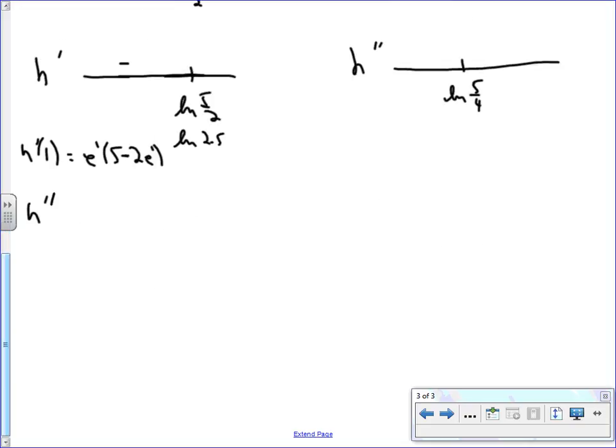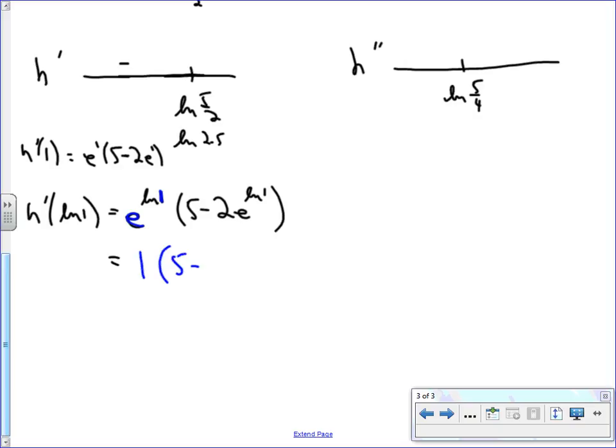I just want to show you an alternate here. You could have done h prime of the element of 1. And you're thinking, why in God's name would I do that? Okay, so let me just show you. E to the ln of 1, 5 minus 2e to the ln of 1. And what is e to the ln of 1? It's 1. I'm going to get a different answer.